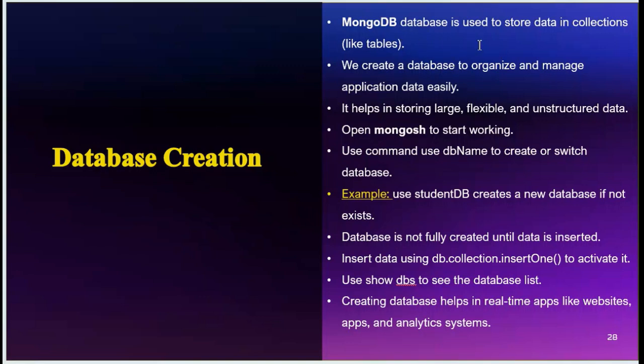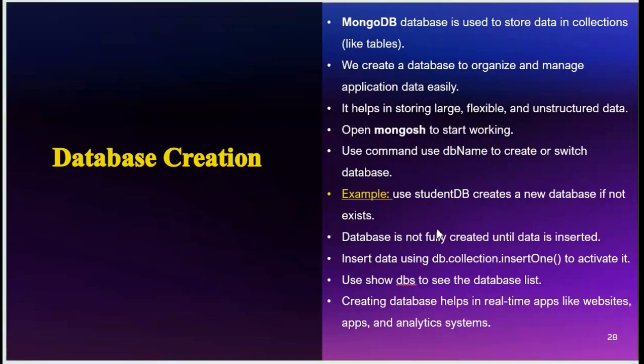The MongoDB database is used to store the data in collections, like tables. We create a database to organize and manage application data easily. It helps in storing large files and flexible, unstructured data. The command is use dbname. If you want to switch to the database, you have to use the keyword use database name.